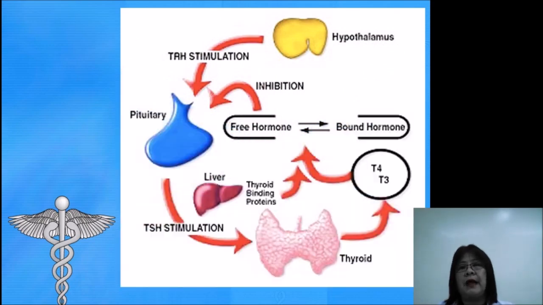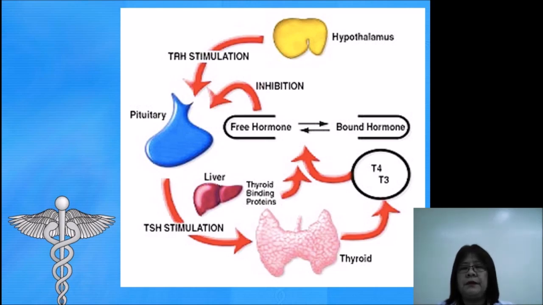Let us review the thyroid physiology, wherein there are three glands, or three parts involved: the hypothalamus, the pituitary, and the thyroid tissues. We all know that the hypothalamus stimulates the pituitary gland by releasing the thyrotropin-releasing hormone. And in response, the pituitary gland will release your thyroid-stimulating hormone, stimulating the thyroid gland to produce T4 and T3.